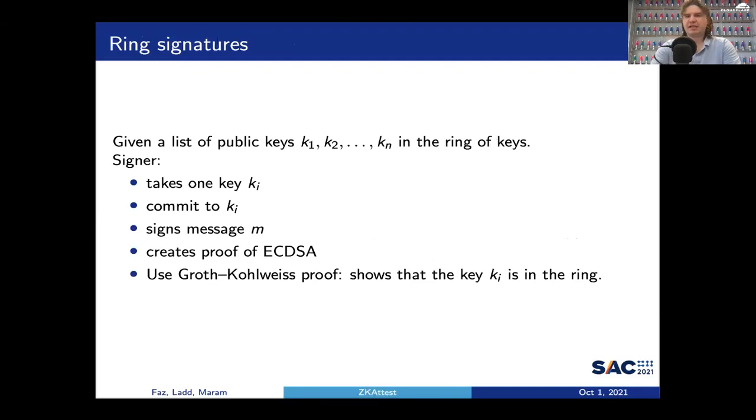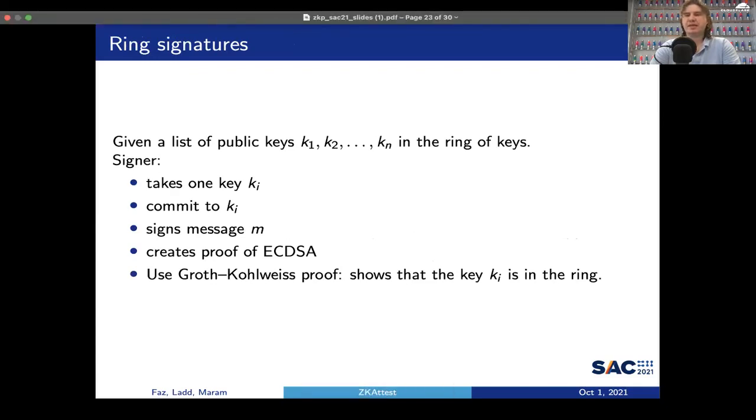Now that we understand how to get a proof that an ECDSA signature verifies under a committed key, let's discuss some of the ways we can use this. One of the first applications, and the one that's really the motivating application, is ring signatures. We have a list of public keys, the ring, and the signer knows the secret key for one of the keys. The signer takes that key, commits to it, signs the message M that they want to sign, and then creates a proof that they have an ECDSA signature under this key. Then they combine this with a Groth-Kohlweiss proof to show that their key is indeed in the ring.